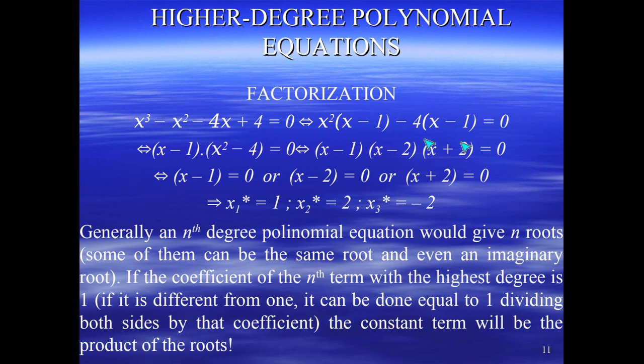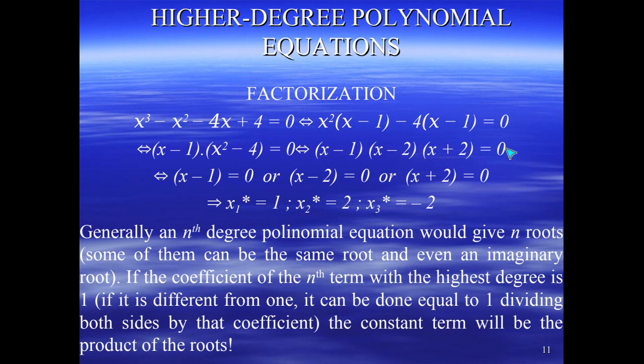You see, all that time this is equal to 0. It doesn't change. We just factorize. Then x squared minus 4 is, as we know, x minus 2 times x plus 2. So the whole thing is factorized into x minus 1 times x minus 2 times x plus 2. And the whole thing is equal to 0.